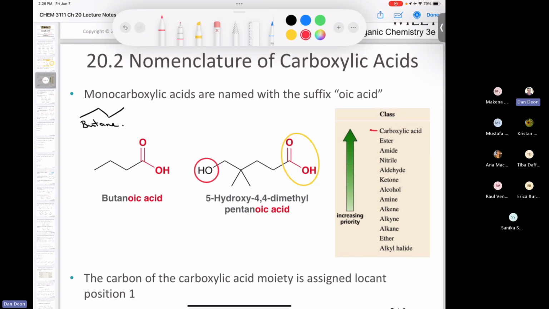Nothing takes more precedence, or nothing is higher in the hierarchy, than a carboxylic acid. So you would not call this compound an alcohol. You would call it a carboxylic acid. And you can see that for the suffix, we always use the parent functional group. And so this is 5-hydroxy-4,4-dimethylpentanoic acid.